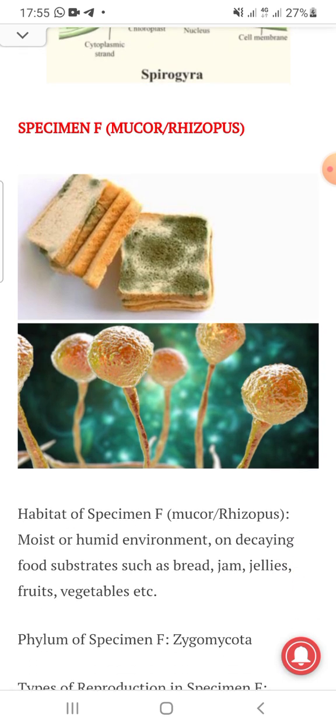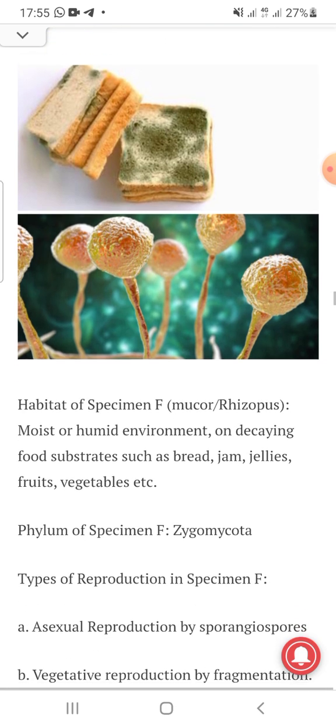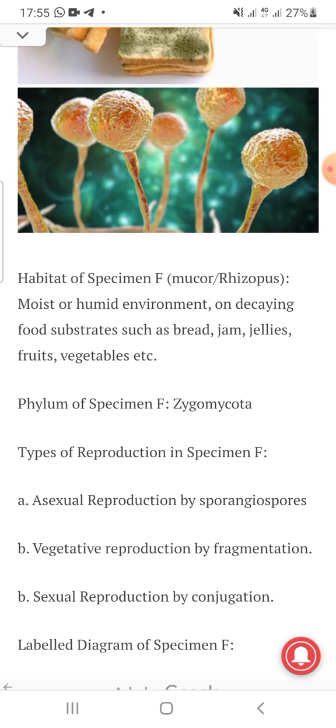So this is the diagram of mucor or rhizopus. Habitat of specimen F, mucor or rhizopus. The habitat is moist or humid environment on decaying food substrates such as bread, jam, jellies, fruits, and vegetables, etc. So our specimen F lives in these mentioned habitats.